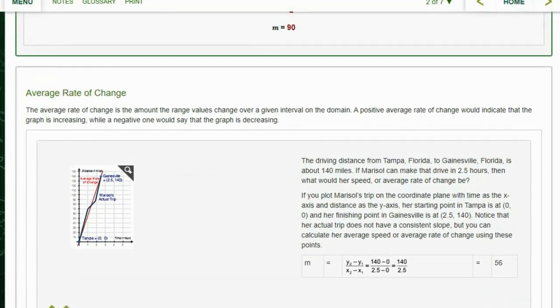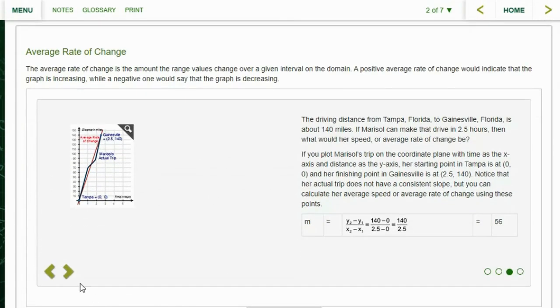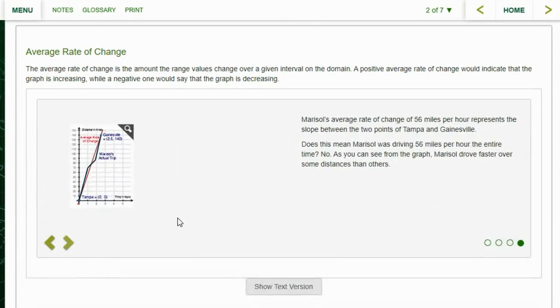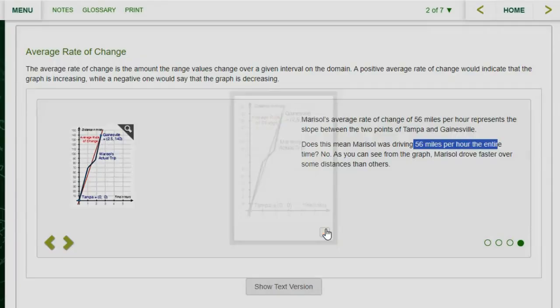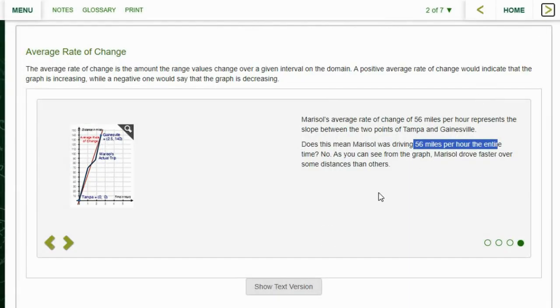All right, let's raise that back up there. And then the last thing they have here, her average rate of 56 miles per hour represents the slope between Tampa and Gainesville. Does this mean she was driving 56 miles an hour the entire time? No, she never drove that. She drove faster at times and slower at times. But, okay, page 3.